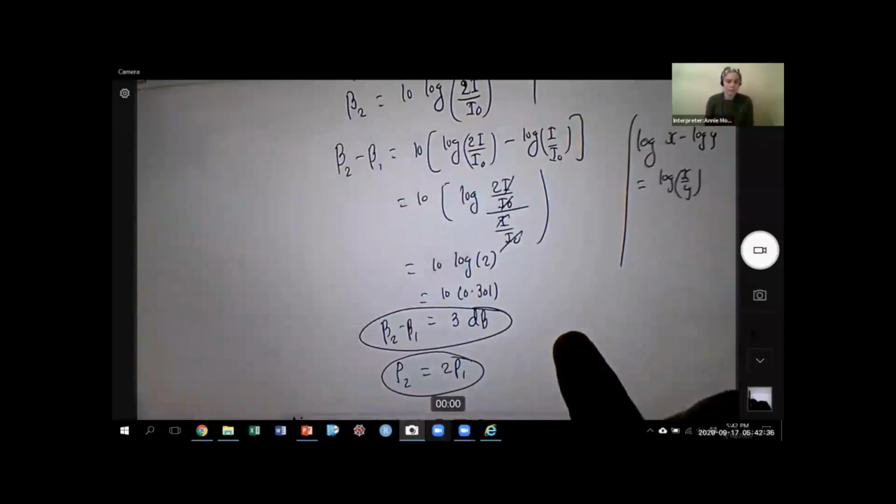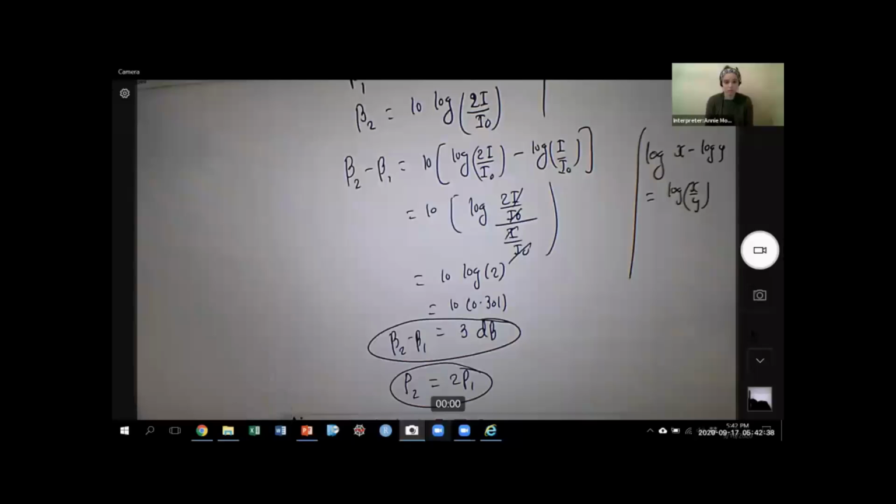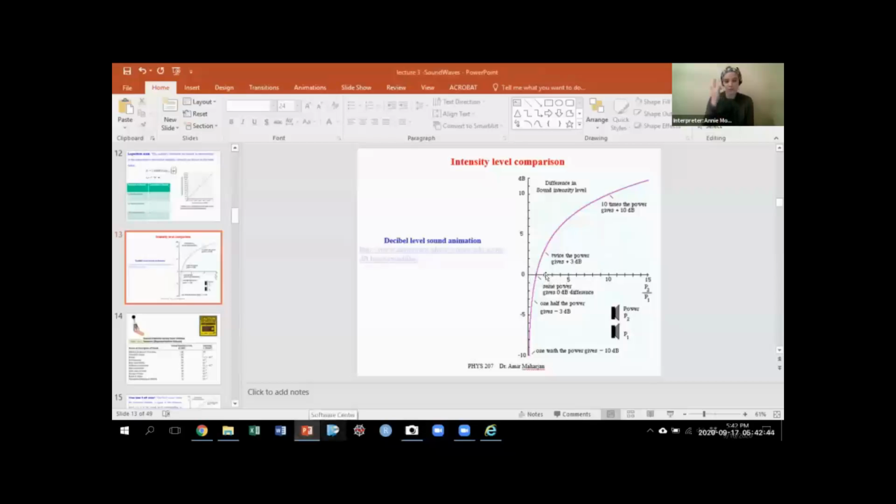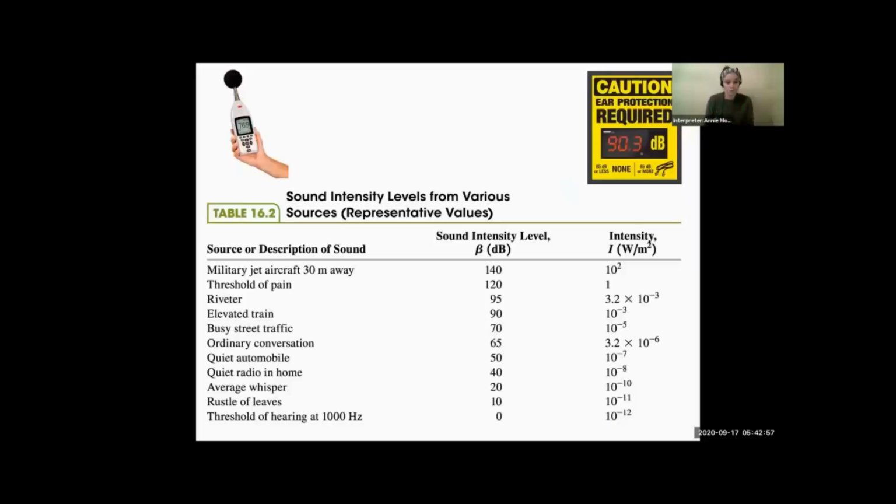Any question? So that's what it is. See here, double is right here, right? If you double the power, because it's a P2 over P1 ratio, so power gets doubled, the decibel level will increase by only 3 decibel, plus 3 decibel.